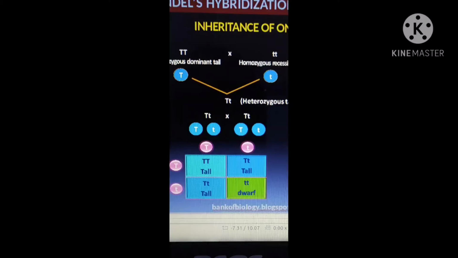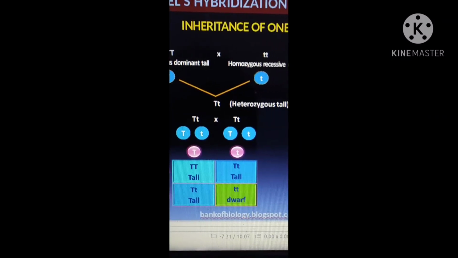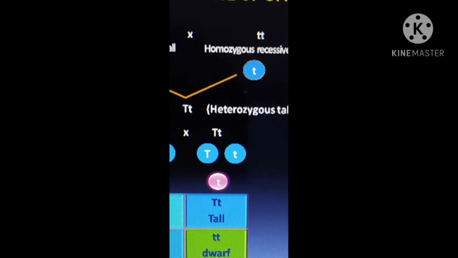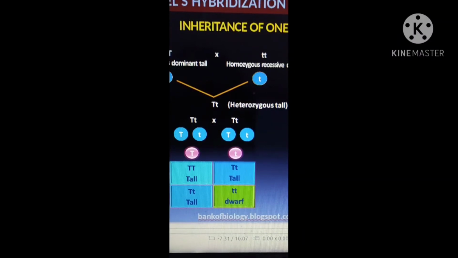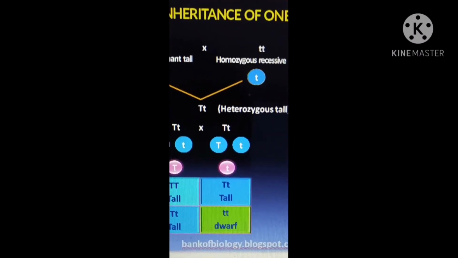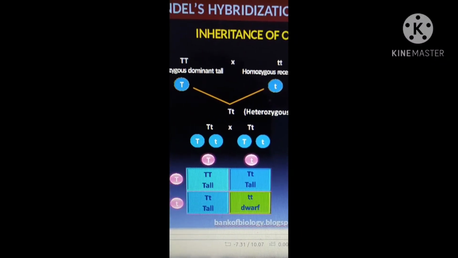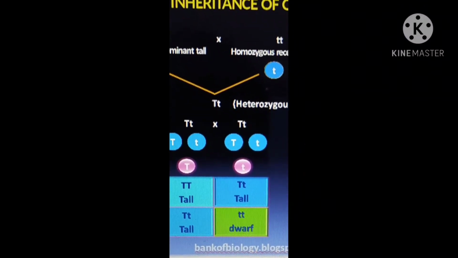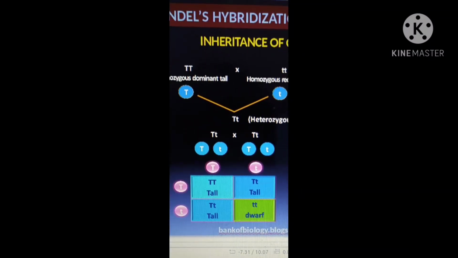Then gametes are produced, and each gamete inside the blue circle carries one capital T. In another plant, all the gametes have only one type of gene, a small t. Now these get crossed and combine to form a plant having the genes capital T and small t. Okay, parents.